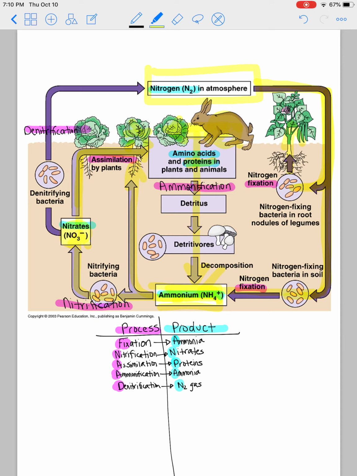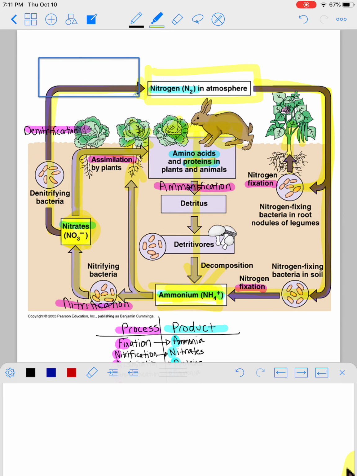But the last little step to this whole process is sometimes these nitrates, instead of being absorbed by the plants in the environment and assimilated, they can be denitrified, which is this little process on the left over here. And denitrification is the process where we're going to take those nitrates and we're going to use bacteria to kind of remove that oxygen and turn them back into N2 gas, and it gets released back up into the atmosphere.